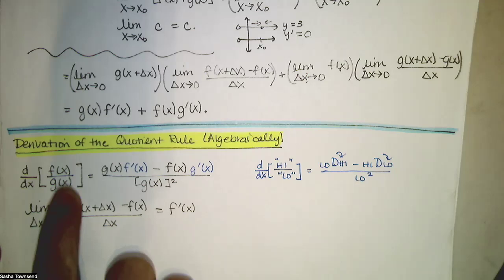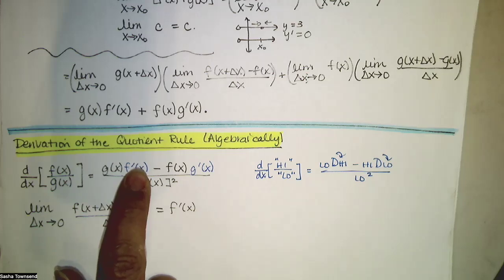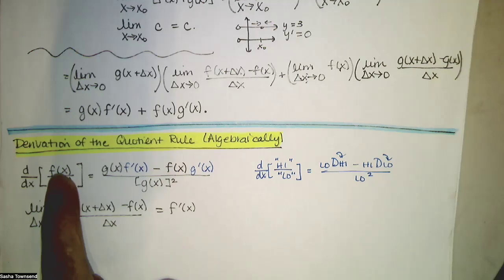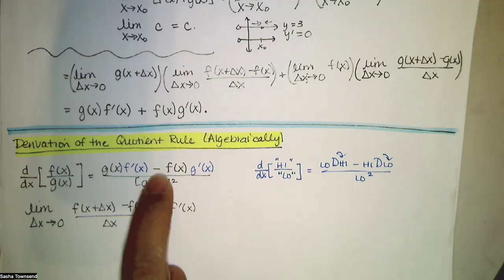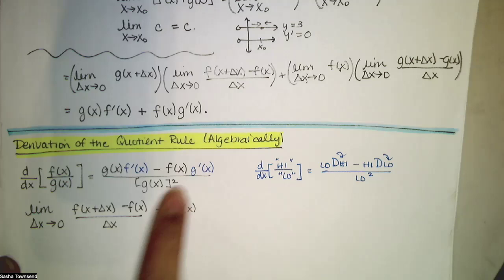So when I'm writing this rule, I say to myself, okay, low d high. So it's the bottom function g of x times the derivative of the top function, that's f prime, minus high, that's the top function, f of x, times d low, the bottom function, you take its derivative, over low low, that's g of x quantity squared.